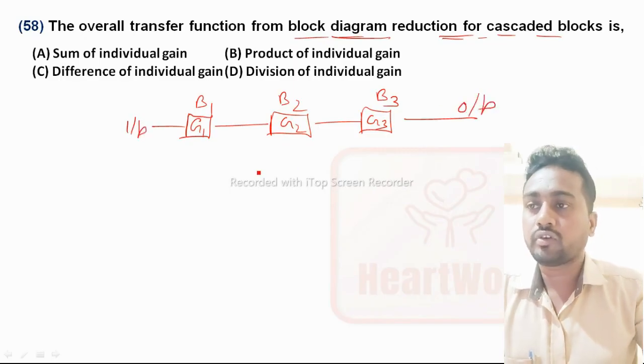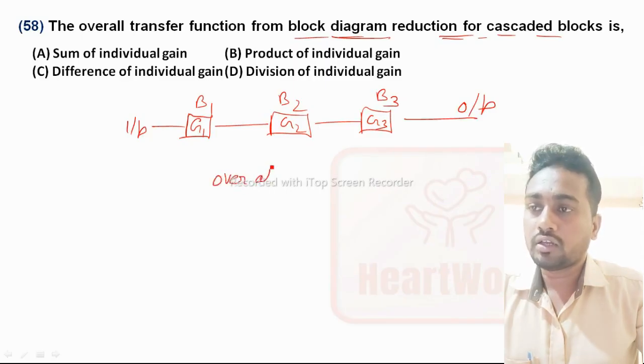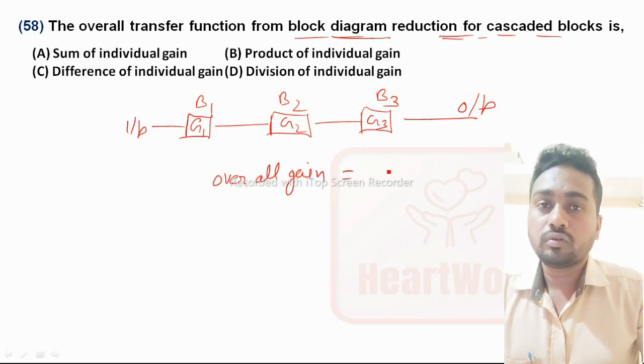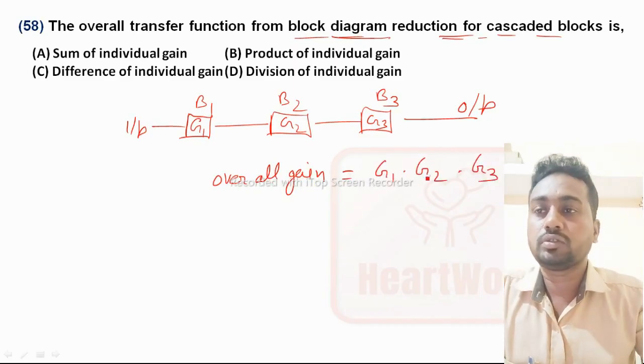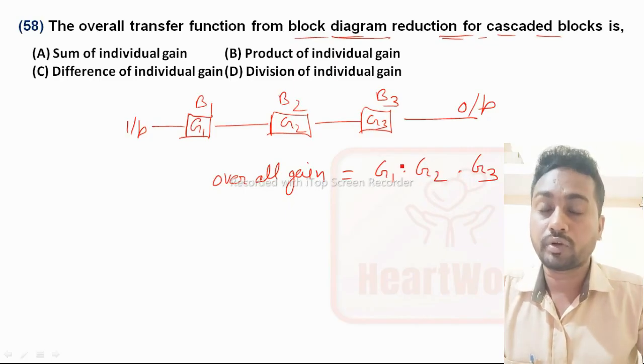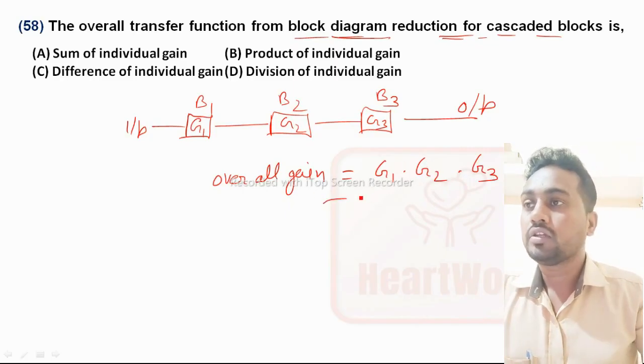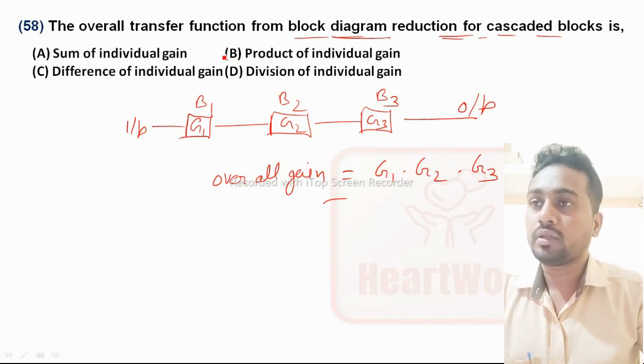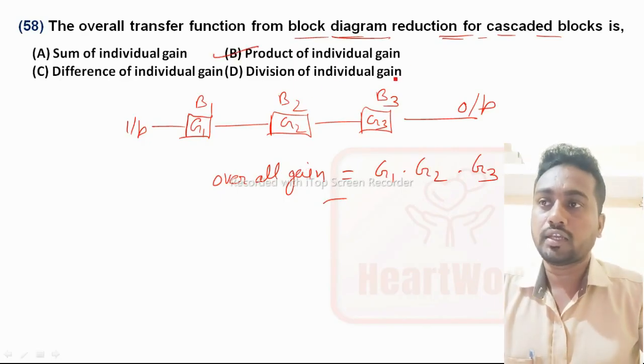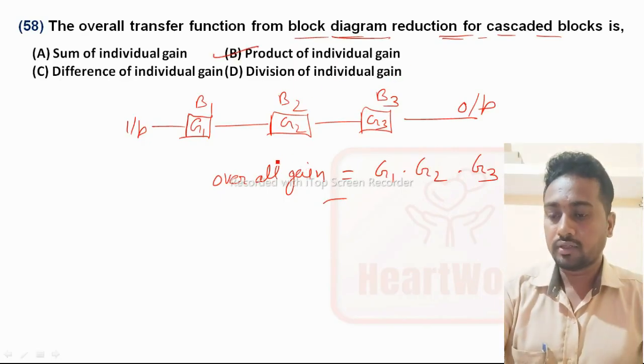So for reduction of the transfer function, for the overall gain, we will multiply all the gains: G1 multiplied by G2, multiplied by G3, the product of all the blocks. So this is option B, the product of individual gains. Option B is the right answer.